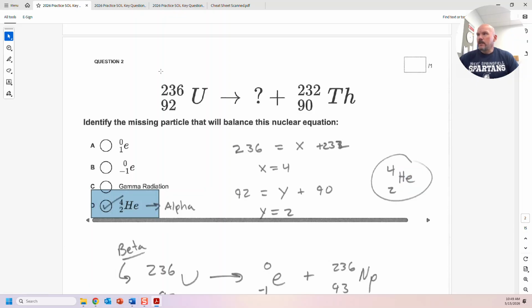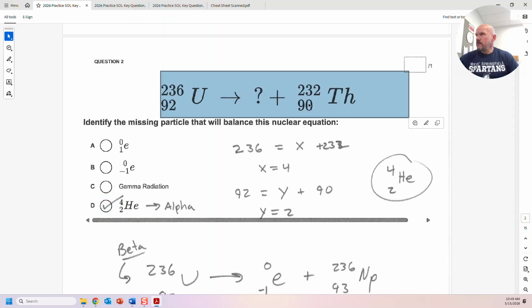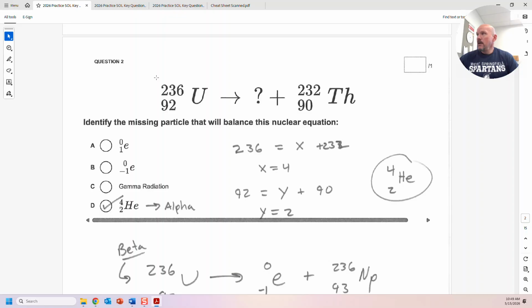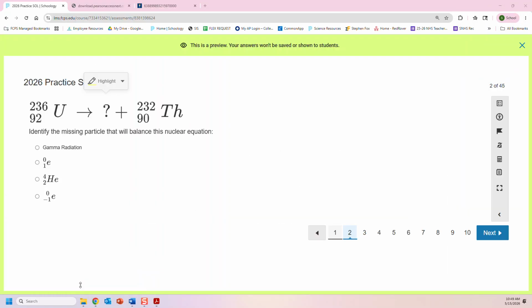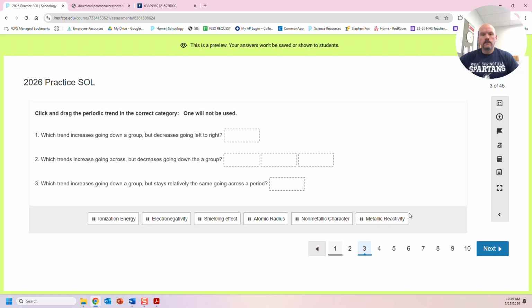All right, and if they ask what type of reaction this would be, fission, right? It's a bigger nucleus breaking up into smaller nuclei, that would be fission. If it was the reverse, like two things smashing together to form a bigger nucleus, that would be fusion, right? Maybe they ask about that. All right, go to the next one.